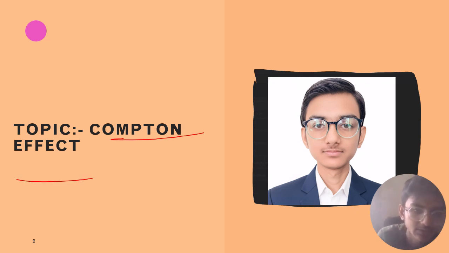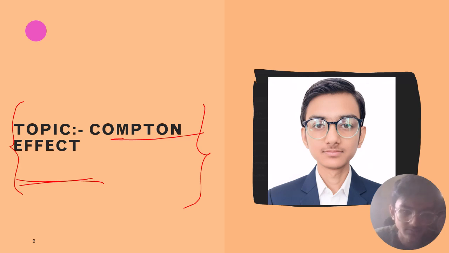Compton was the name of the scientist, and he gave this effect, so it is named the Compton effect. The reason why we are studying the Compton effect is, first of all, that it is a part of quantum physics. Second, we get the experimental evidence of the existence of the photon from this particular effect. So let's start this topic.